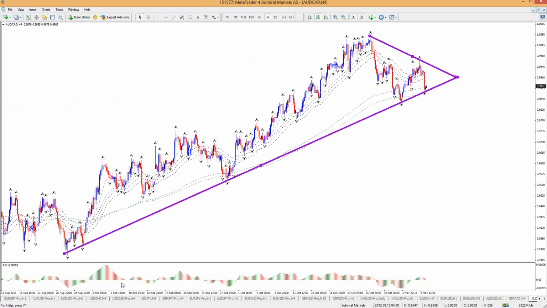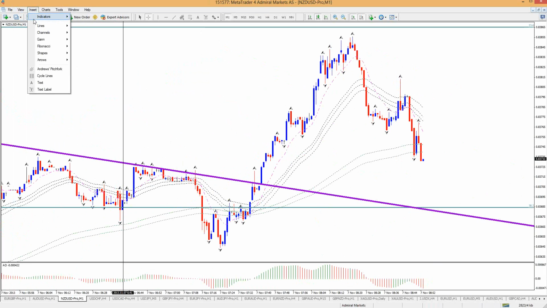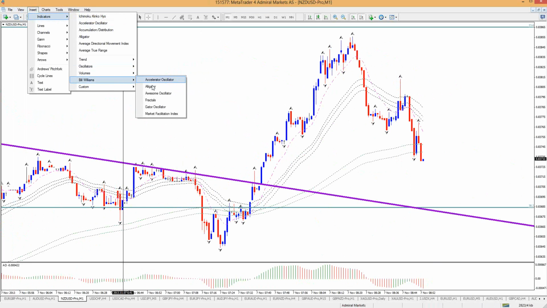The indicators are this awesome oscillator. You can find that by going to Insert, Indicators, Bill Williams, and I have the fractals and awesome oscillator on it. Otherwise, I use moving averages: 34 EMA close, high and low. So 34 EMA, but close, high and low, sorry.